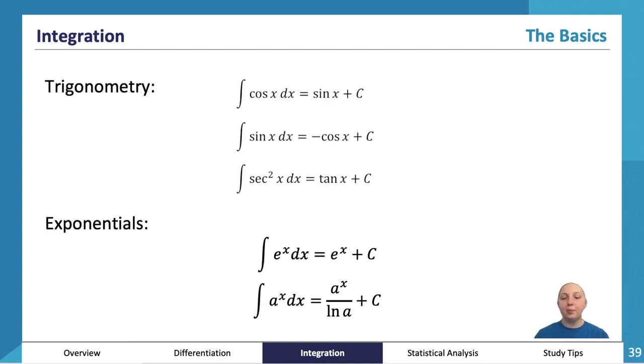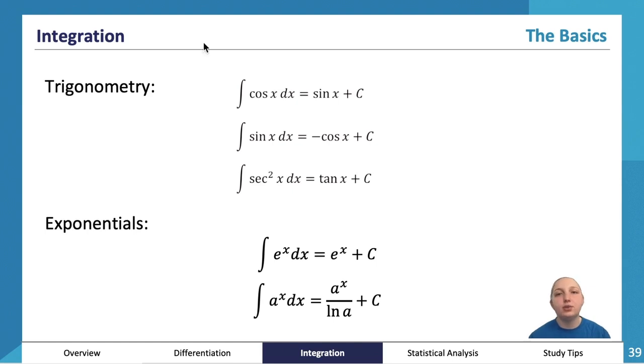Then some more basics. The integral of cos x is going to be sin x plus c. The integral of sin x is going to be negative cos x plus c. The integral of sec squared x is tan x plus c. You will see that these are like the opposites of your differentiation, because we're going the other way.